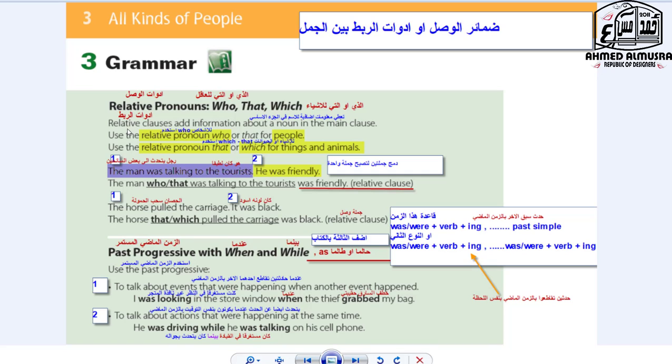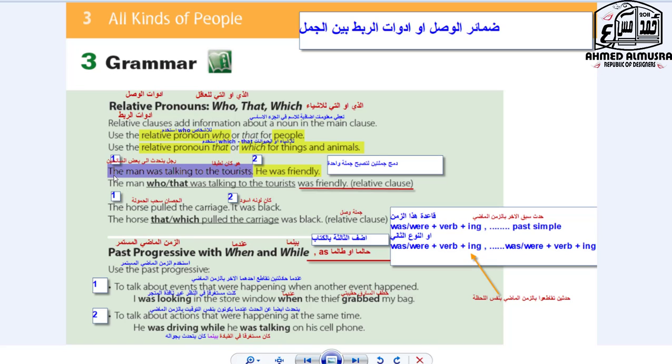So let's have the first one. Relative clauses add information about a noun in the main clause, and this is number 1. So use the relative pronoun who or that for people. Use the relative pronoun that or which for things or animals.